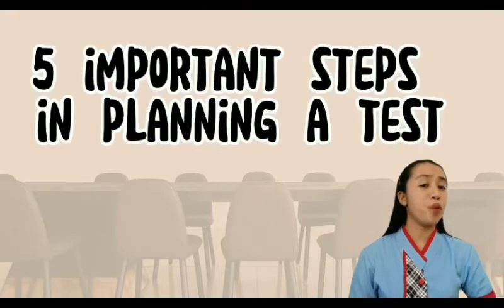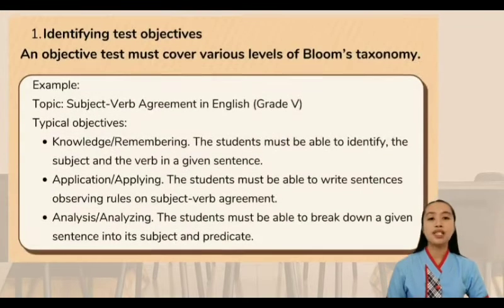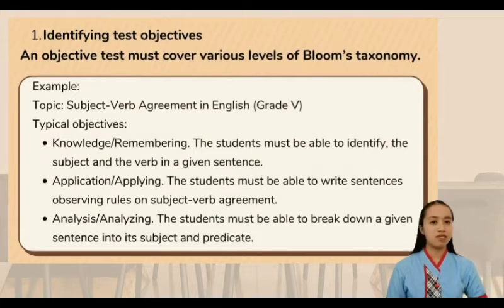There are 5 important steps in planning a test. The first one is, of course, identify test objectives. An objective test, if it is to be comprehensive, must cover the various levels of Bloom's taxonomy. In the previous discussion, we already know what the various levels of Bloom's taxonomy are. Each objective consists of a statement of what is to be achieved, preferably by the students.